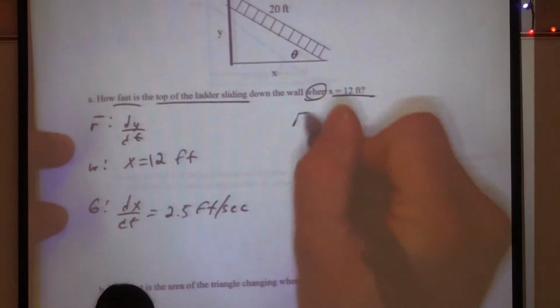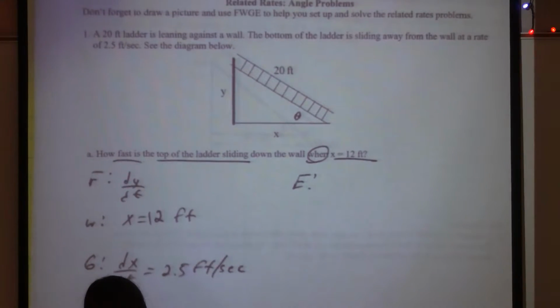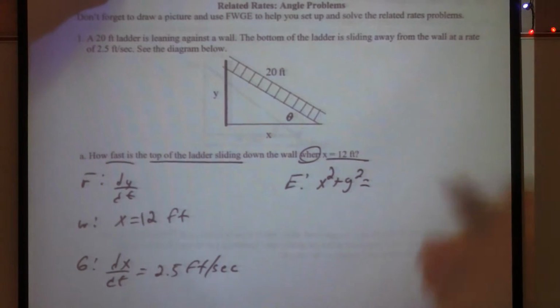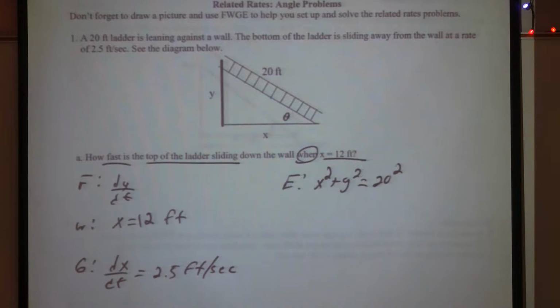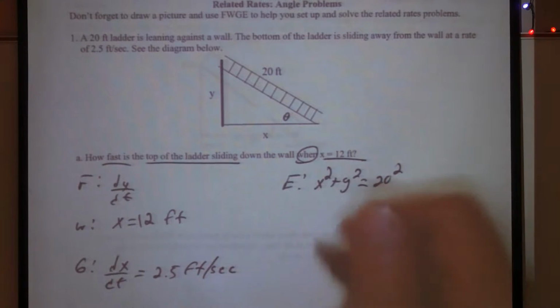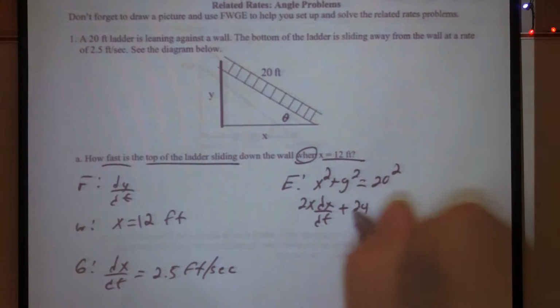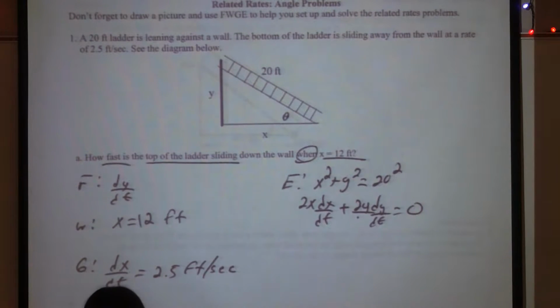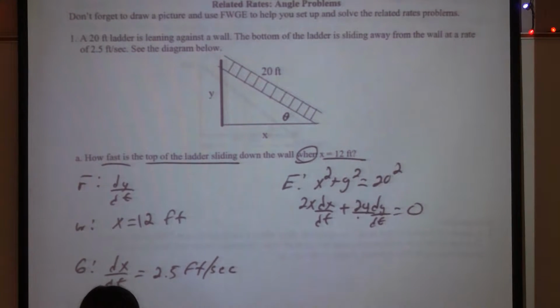Okay. What equation do we have to use here to relate those three variables? Pythagorean theorem, right? So we would say x squared plus y squared equals 20 squared. And we can put that 20 in because we know that it's always going to be constant. Alright, so let's do it. Differentiate. Quick. What do we get? 2x dx/dt plus 2y dy/dt equals 0. Alright, do we have everything we need? No, what are we missing? Y. But can we find y? Yes.